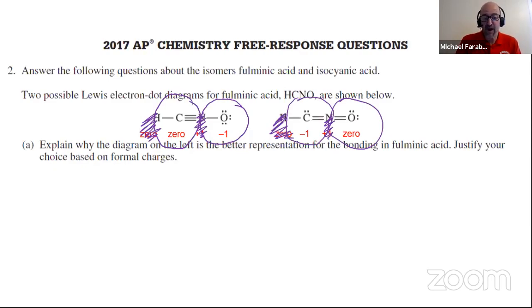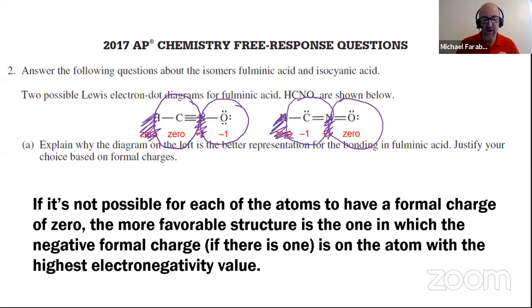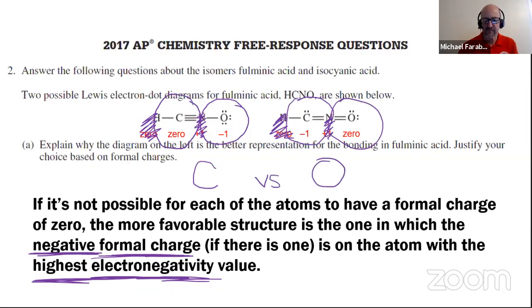Now, we are not asked to make a prediction about which structure is better. They already said that the diagram on the left is better. And I gave you a big hint in yesterday's lesson. So what I said in terms of the guidelines for formal charge is that if it's not possible for each atom to have a formal charge of 0, the more favorable structure is one in which the negative formal charge, if there is one, is on the atom with the highest electronegativity value. So it's about the electronegativity of carbon versus oxygen. As you look on the periodic table, you know that oxygen is further to the right on the periodic table. That makes oxygen more electronegative than carbon. So it is more favorable to put a negative charge on oxygen.